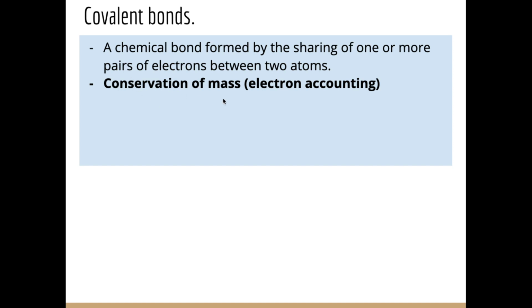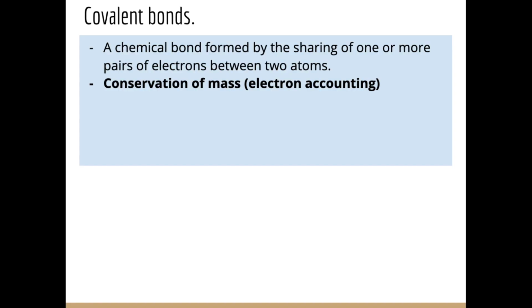Now we've got to consider the conservation of mass. We can't just pluck electrons out of nowhere, and we can't just disappear electrons to nowhere. The electrons have to be accounted for the whole time. So the amount of electrons in the atoms that you start with need to be the amount of electrons that you finish with when you've got your molecule on the other end. I'll talk about that more when we go through an example.